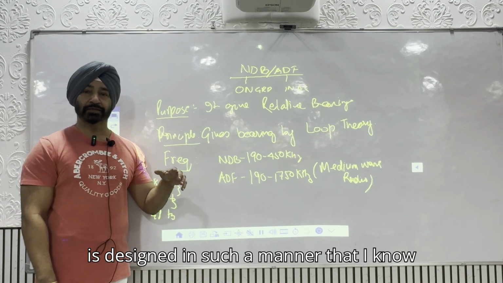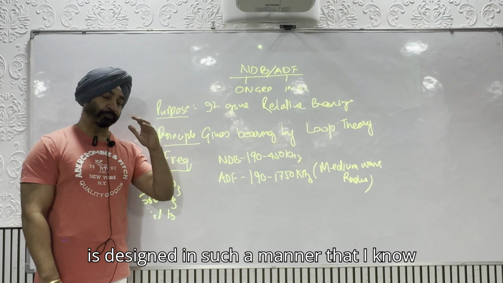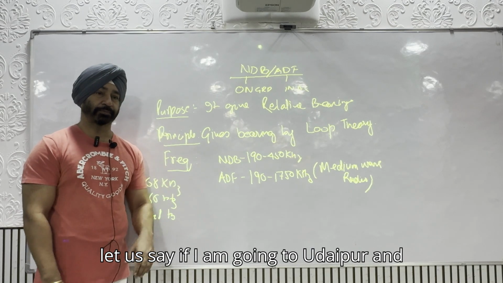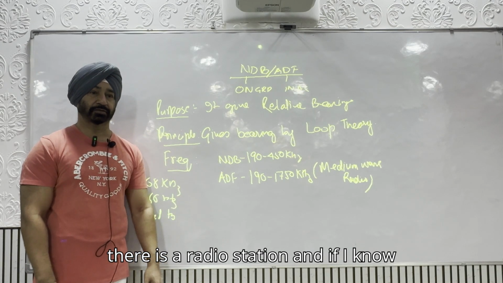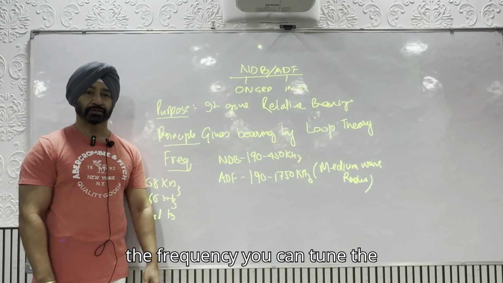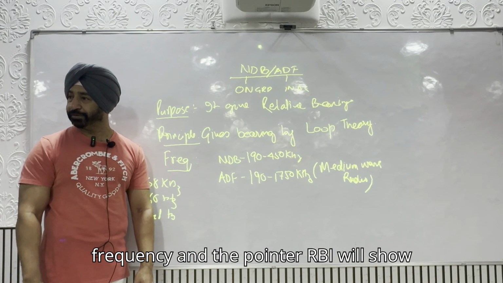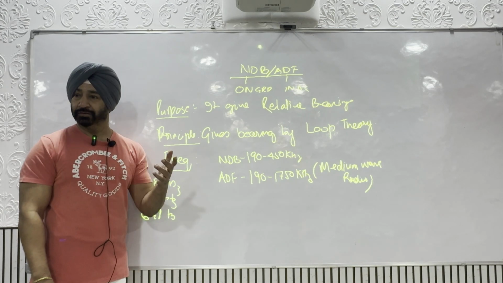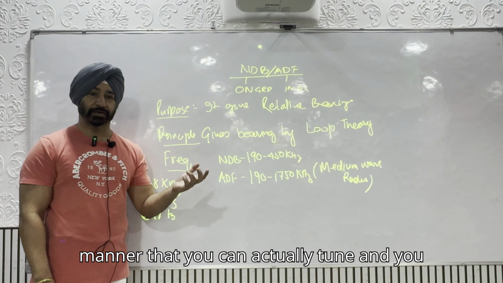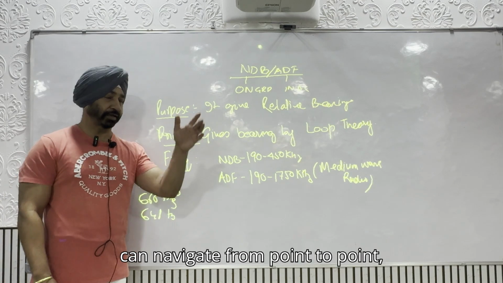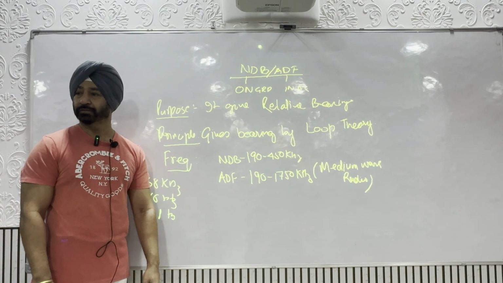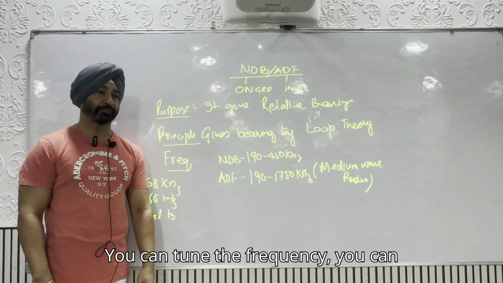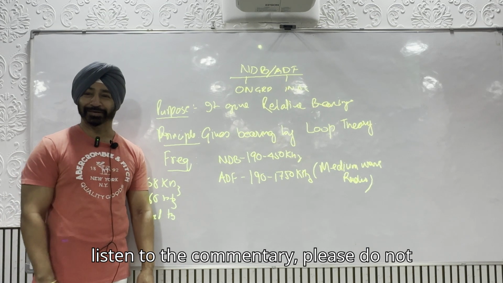So the equipment is designed in such a manner that, let's say if I'm going to Udaipur and there is a radio station, and if I know the frequency, I can tune the frequency and the RBI pointer will show towards that. The equipment is designed in such a manner that you can actually tune and navigate from point to point.